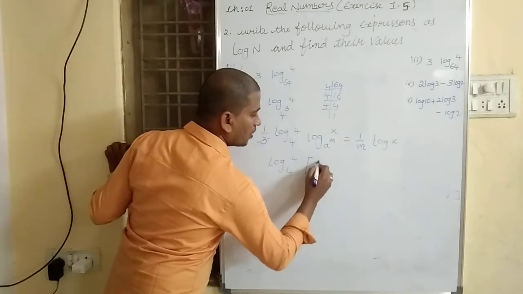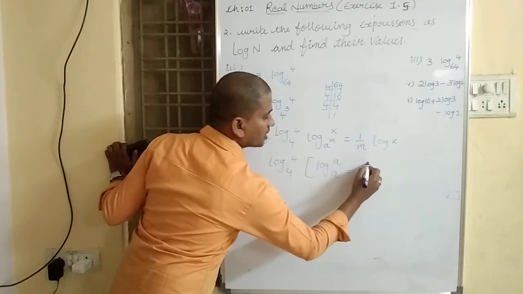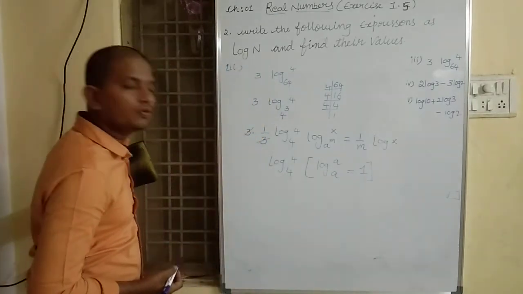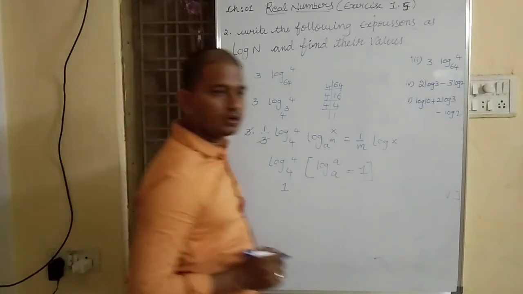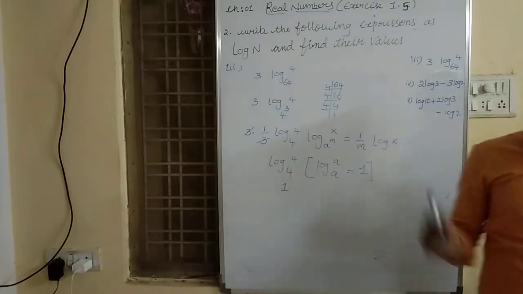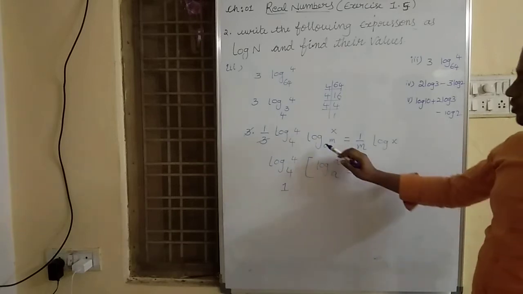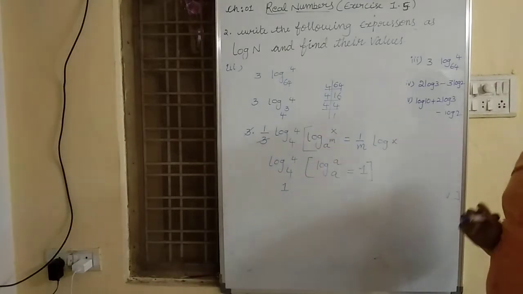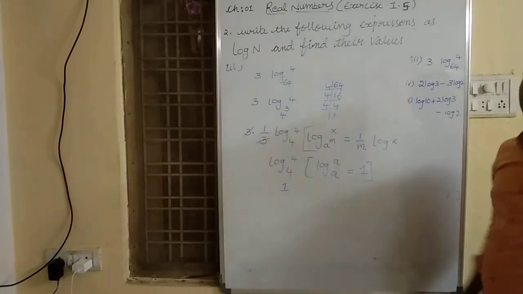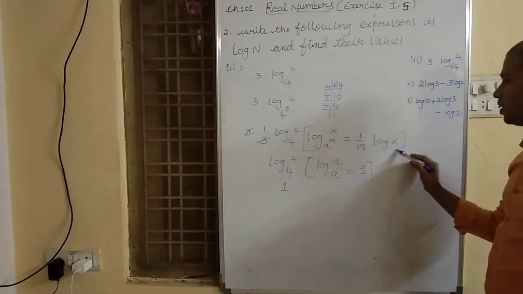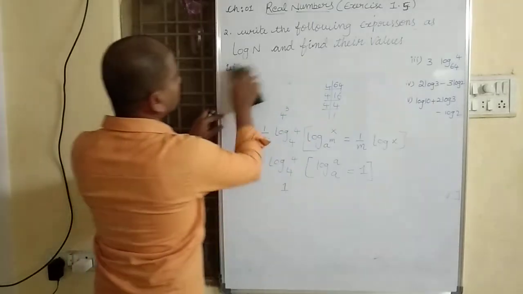Now which is in the form of log a base a. What is the value of log a base a? Which is equal to 1. So log 4 to the base 4 value is 1. Got it? So nothing is there to confuse. We have to use the properties of logarithm. Log x to the base a power m, the formula is 1 by m into log x. Got it? This is our third one.